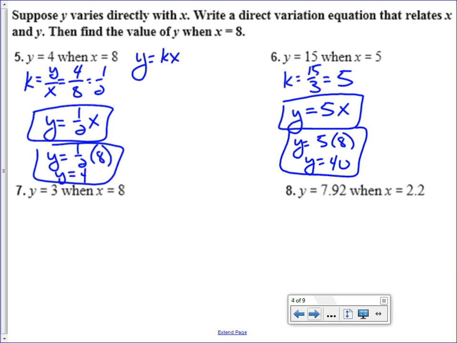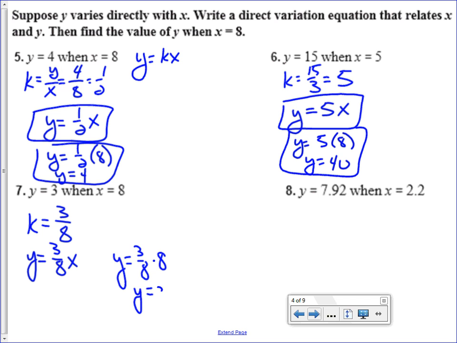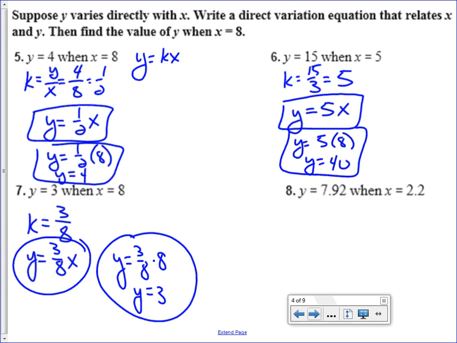Okay, so I'll let you try and do it for number 7, and we can take a look at it in just a second. So the k would be equal to 3 divided by 8, so 3/8. So our equation would be y equals 3/8 x. So to figure out when x is 8, you'd have 3/8 times an 8, which gives you a 3. So we'd have these two things. Okay, we'll skip number 8.